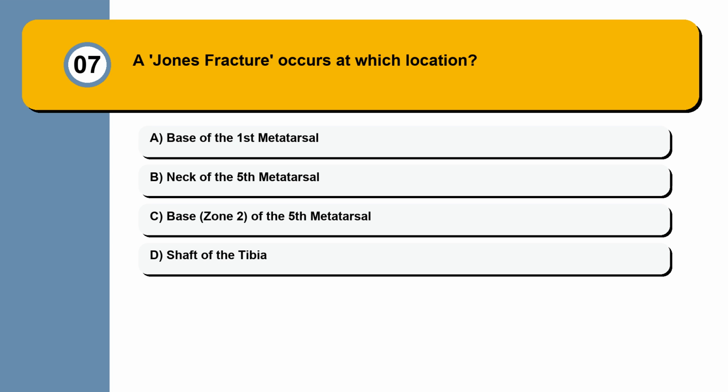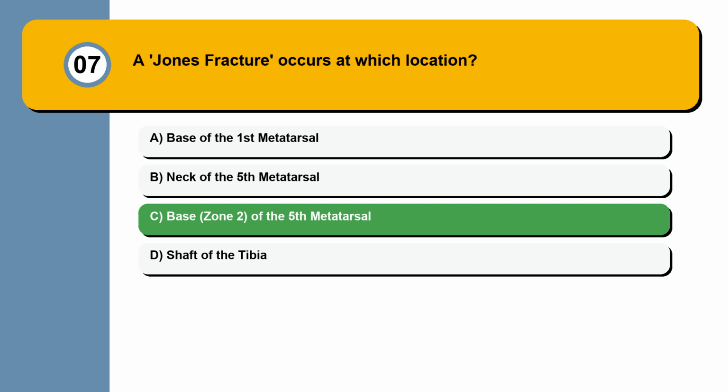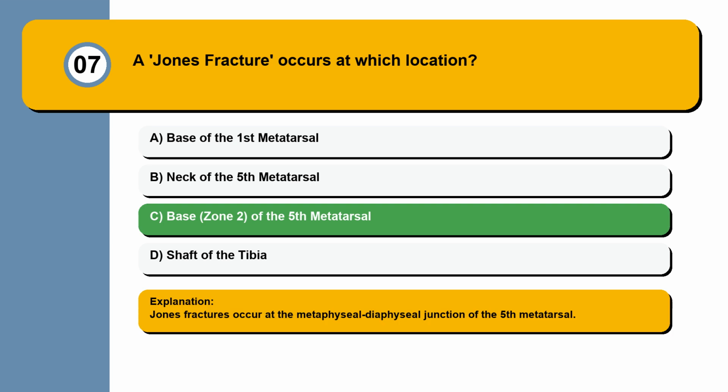Question 7. A Jones fracture occurs at which location? Base of the first metatarsal, neck of the fifth metatarsal, base, zone 2, of the fifth metatarsal, shaft of the tibia. Jones fractures occur at the metaphyseal-diaphyseal junction of the fifth metatarsal.